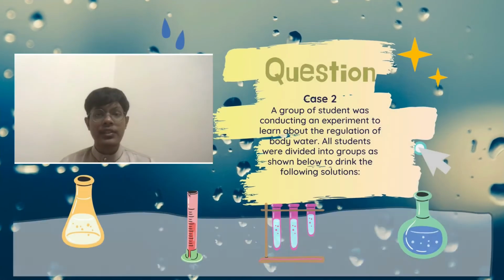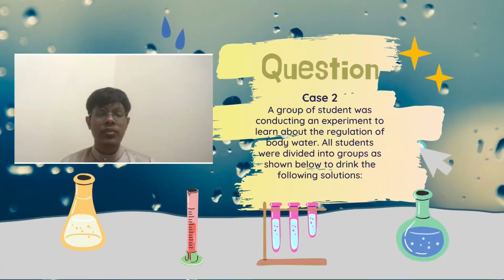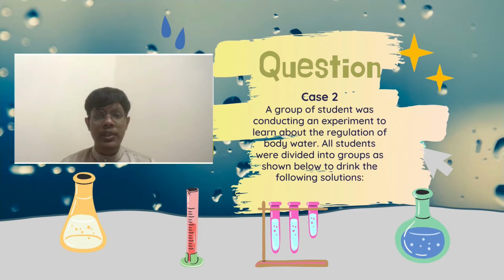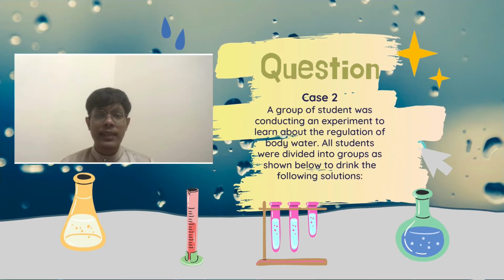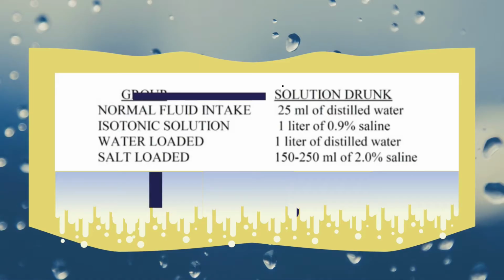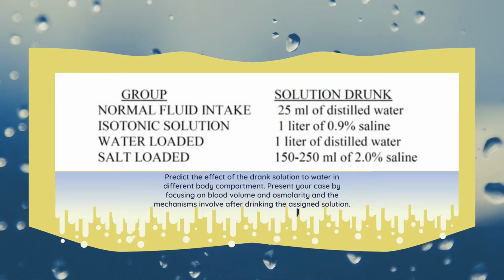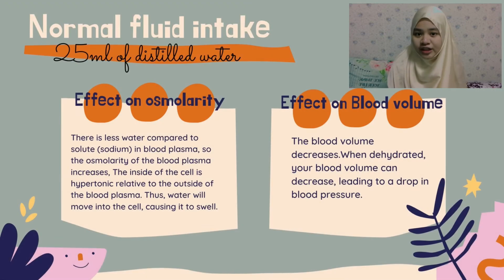In this case, a group of students was conducting an experiment to learn about the regulation of body water, and they were divided into 4 groups to drink 4 different types of solutions. The first group of students drank a normal fluid, which is only 25 ml of distilled water.